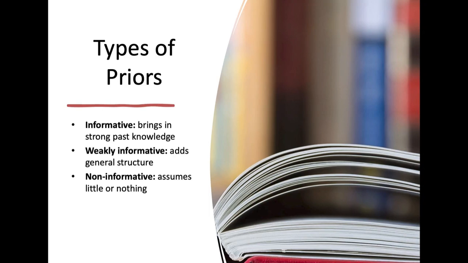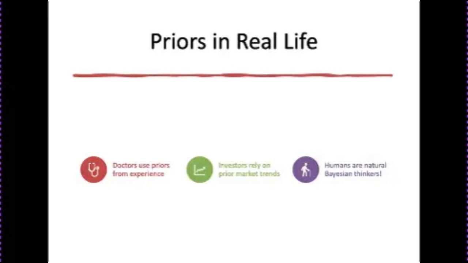So there are different types of priors depending on how much information they contain. There's informative priors, which reflect strong past knowledge. As an example, a doctor might know a condition appears in 10% of similar cases. And there's also weakly informative priors, which are more like guardrails, and they guide the model a little bit, but don't overwhelm the data. And then there's non-informative priors, which are purposely vague. They assume nothing or very little and really just let the data speak for itself. So choosing the right type of prior depends on the context and how much you already know that is going on.